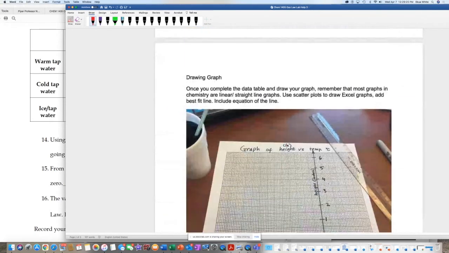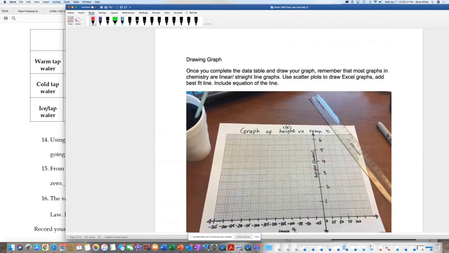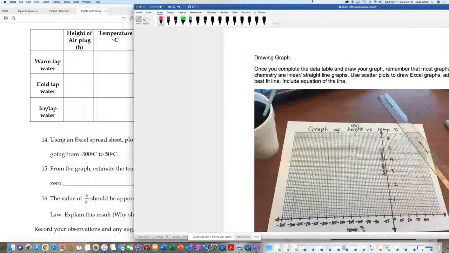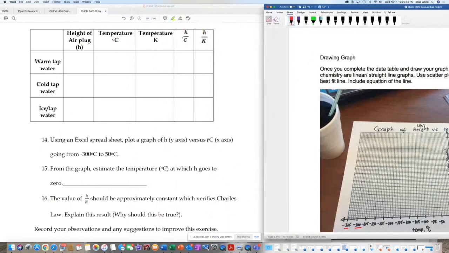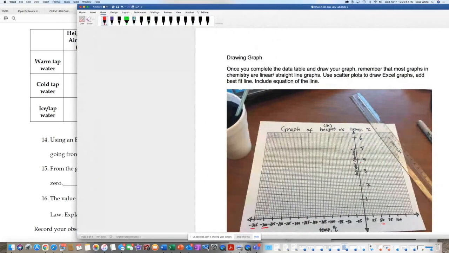Okay, so let's see. I drew this manually. I prefer to draw it manually, old school like that. They said the x-axis should be from negative 300 to 50. Well, I went from negative 325 to 50. I went beyond that. But they said the x-axis should be temperature in Celsius. Your y-axis should be height. Since I stuck with inches, I said here inches. I have 1, 2, 3, 4, 5, 6. My increments, my spaces in here have to be the same. They have to be constant.